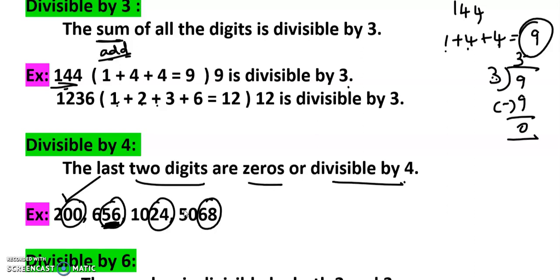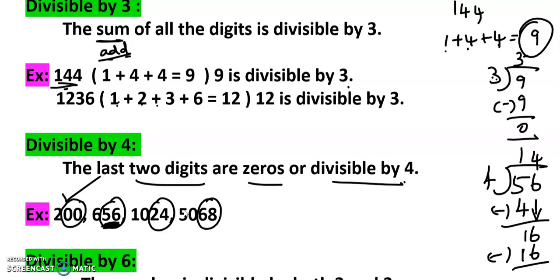Here you check the last two digits, 56. Then we can check whether 56 is divisible by 4. So 4 ones are 4. Then 5 minus 4 is 1. Next, if you carry 6, then 4 fours are 16. So 16 minus 16 is 0. So listen children, the remainder is 0. So 656 is also divisible by 4.